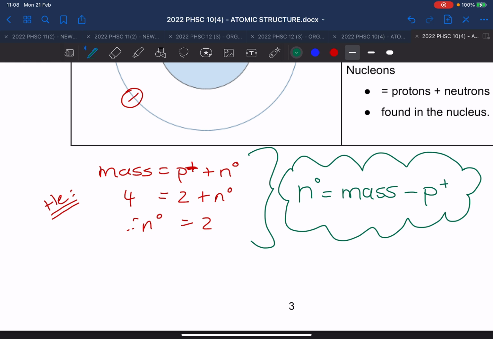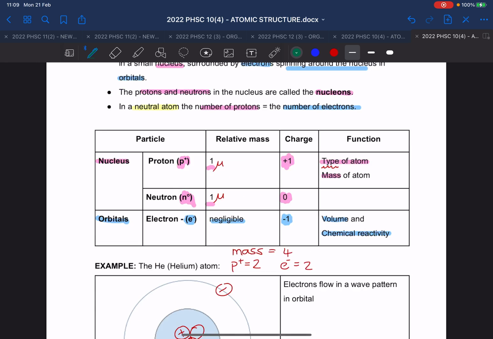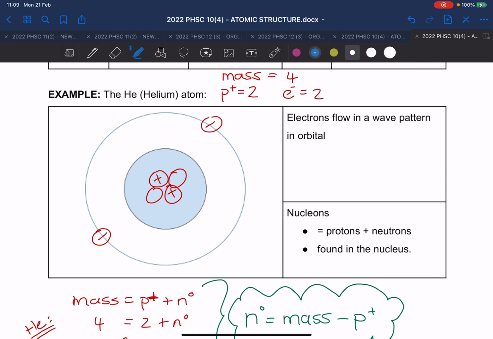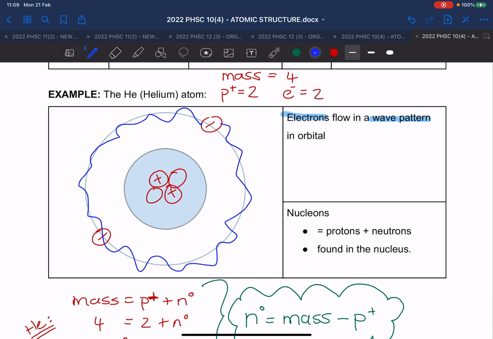Alright. Here on the right hand side of this page, it just says the electrons flow in a wave pattern in the orbital, so it just means the electrons move like this in a wave around the nuclei. And then the nucleus, or the nucleons, what do they consist of? The protons and the neutrons. And we found them in the nucleus.